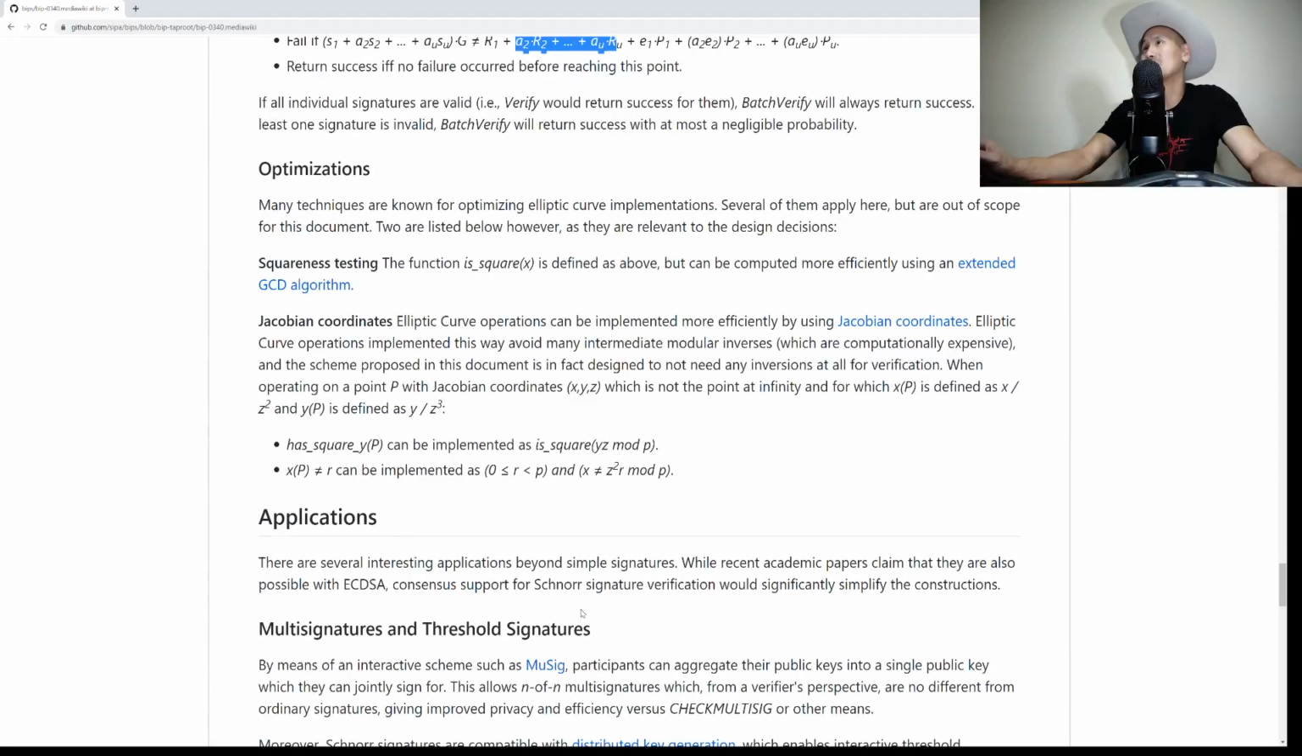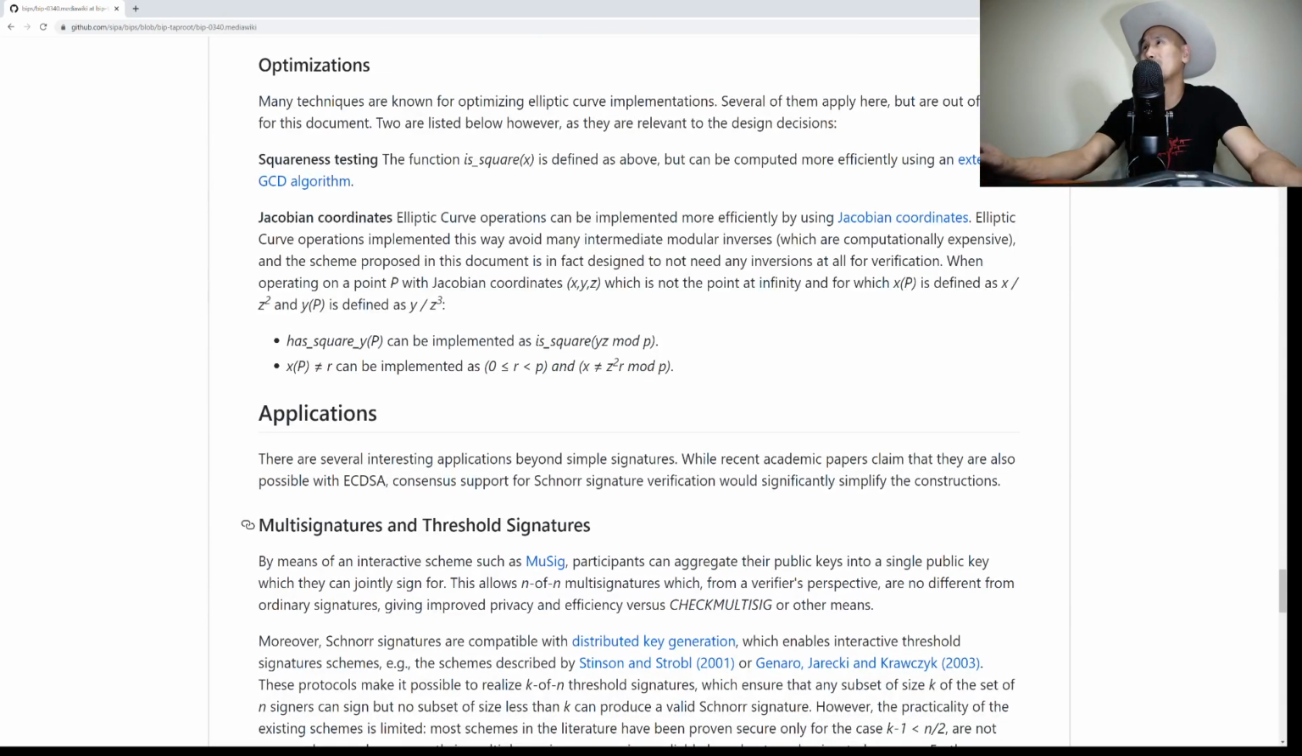Optimizations. Many techniques are known for optimizing elliptic curve implementations. Several of them apply here, but are out of the scope of this document. Two are listed below, however, as they are relevant to the design decision. Squareness testing: the function is_square is defined as above, but can be computed more efficiently using an extended GCD algorithm. GCD is the greatest common divisor, and I forget who made that algorithm, but it makes it a lot faster.